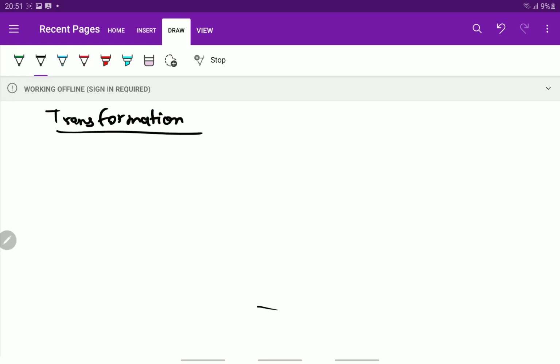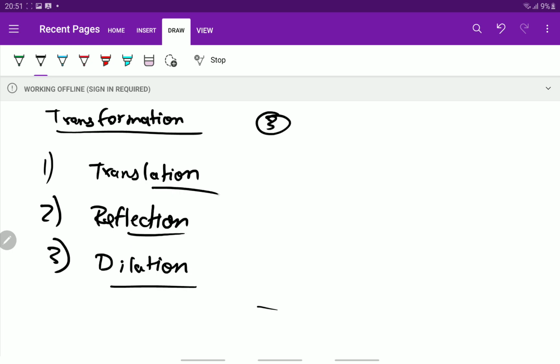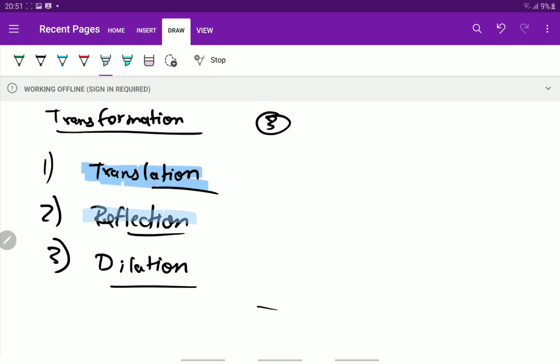So, transformations are of three types. One is the vertical, horizontal shifting of the parabola. So one's translation. Two is reflection. And three is dilation. Right. So we got these 3 points. These three are our main points. Translation, reflection, and dilation.